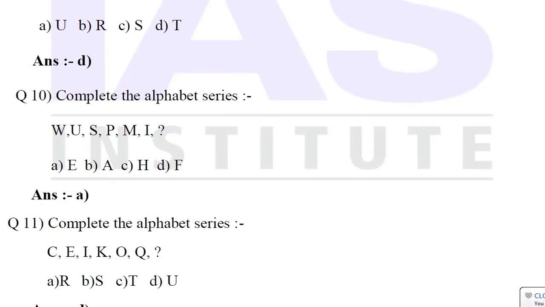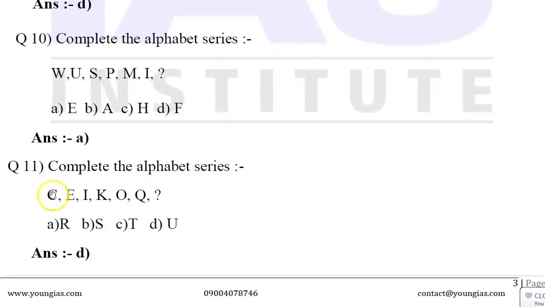Next question now. C, E, I, K, O, Q, dash. So now if you observe here C and E. C plus 2, the answer is E. Now E and I. E plus 4, the answer here is I. I and K. I plus 2, the answer here is K.